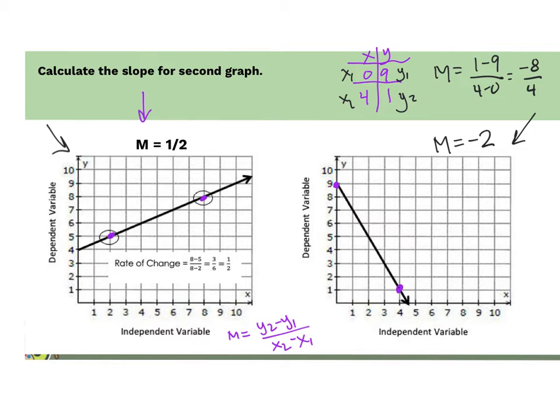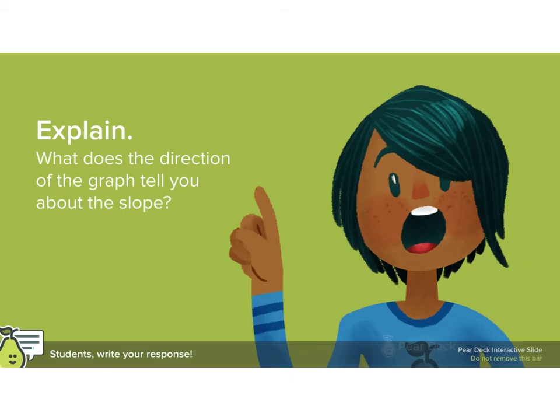And I think we can kind of see that the graphs look different. So this first graph is going up and to the right. So that gives me a positive slope. And this graph is going down and to the right. And that's negative. So yes, if your slope is positive, it's going to look different from a slope that is negative. So what does the direction of the graph tell you about the slope?